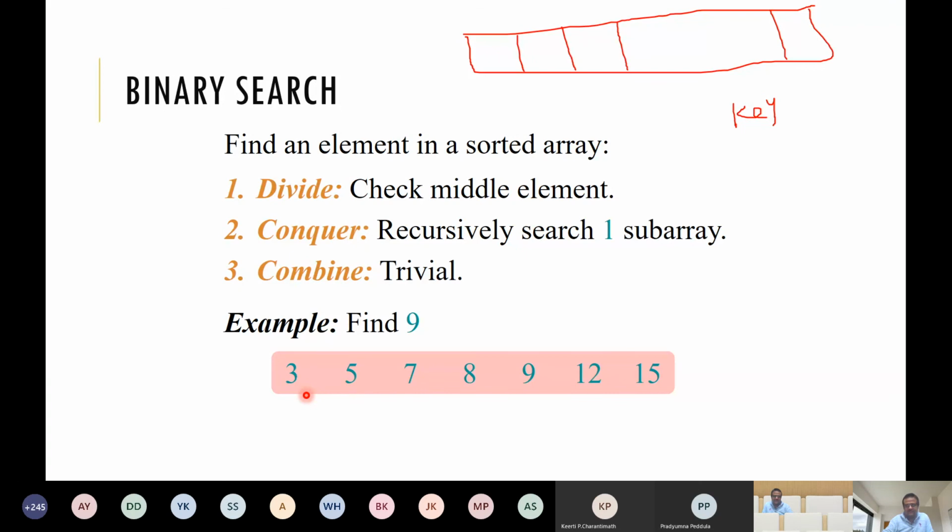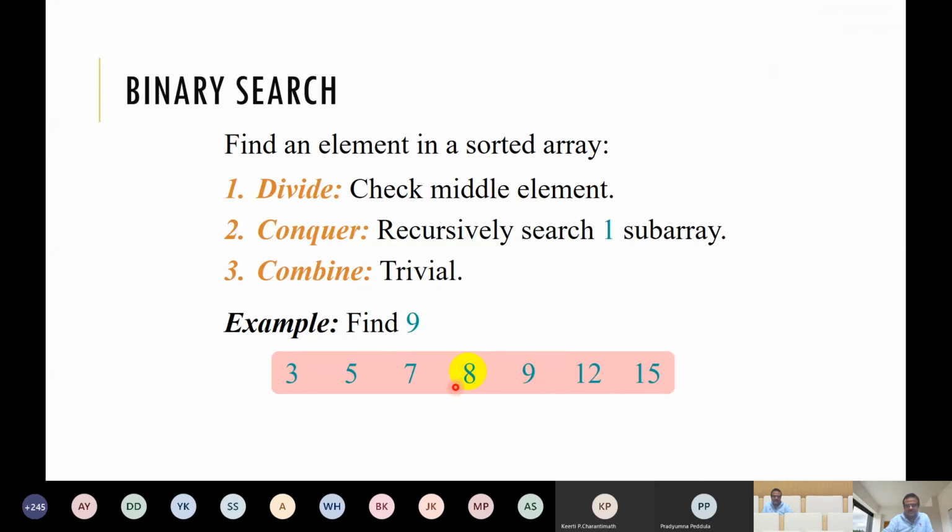So this is one example. Suppose we are given this sorted array, and we are searching for 9. We go to the middle, which is 8, I guess. So we check whether 9 matches with 8 or not. It does not, but 9 is greater than 8, so we have to go to the right subarray. That is the divide step.